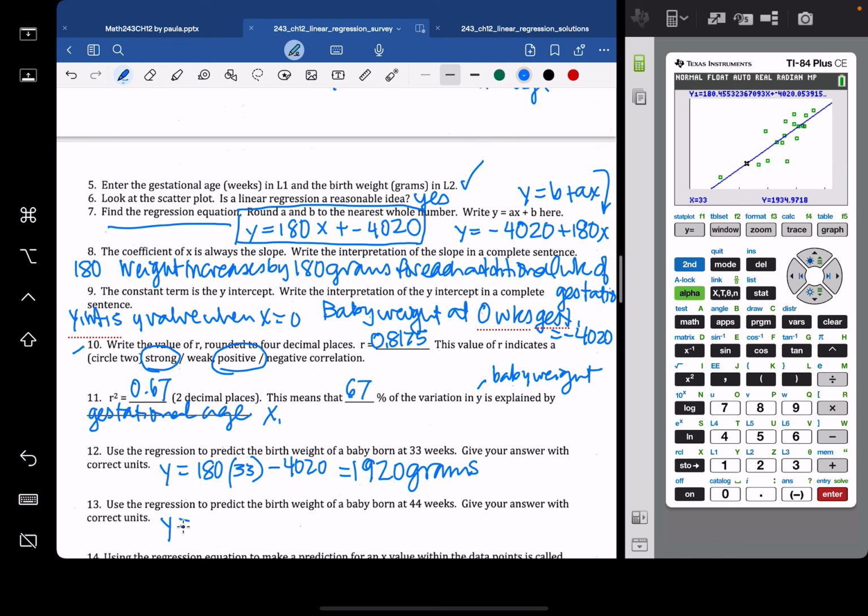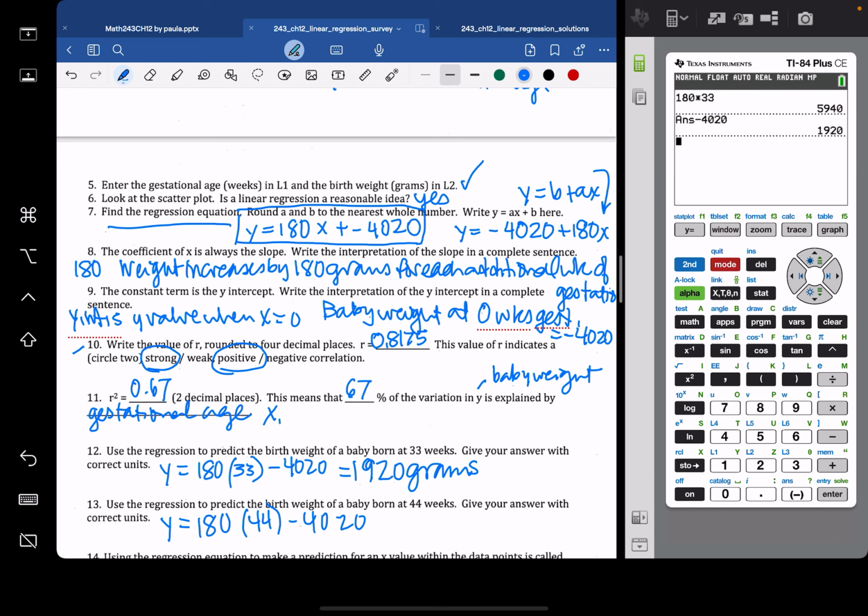And then if we use our regression equation to predict a baby born at 44 weeks, then let's see what happens with 44. 3920 according to that. 180 times 44 minus 4020. That one just says 3,900 grams. Anyway, it's significantly heavier.